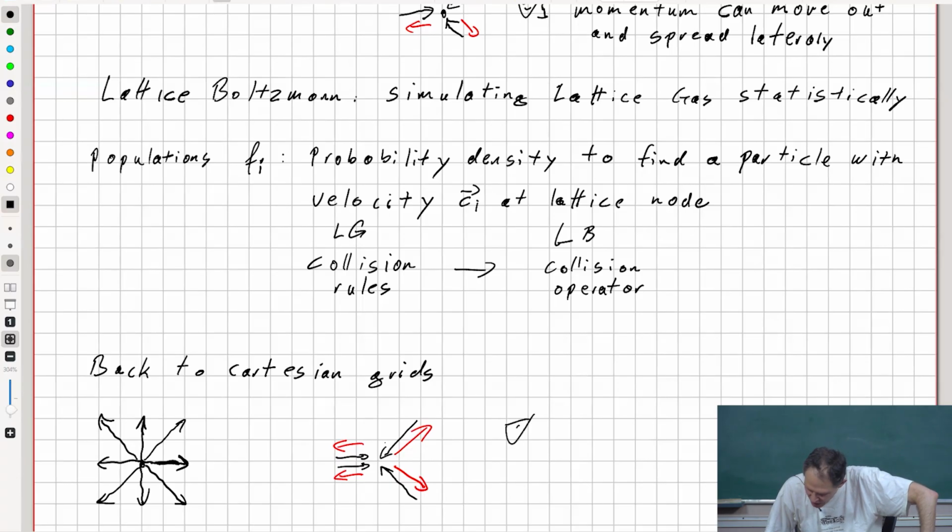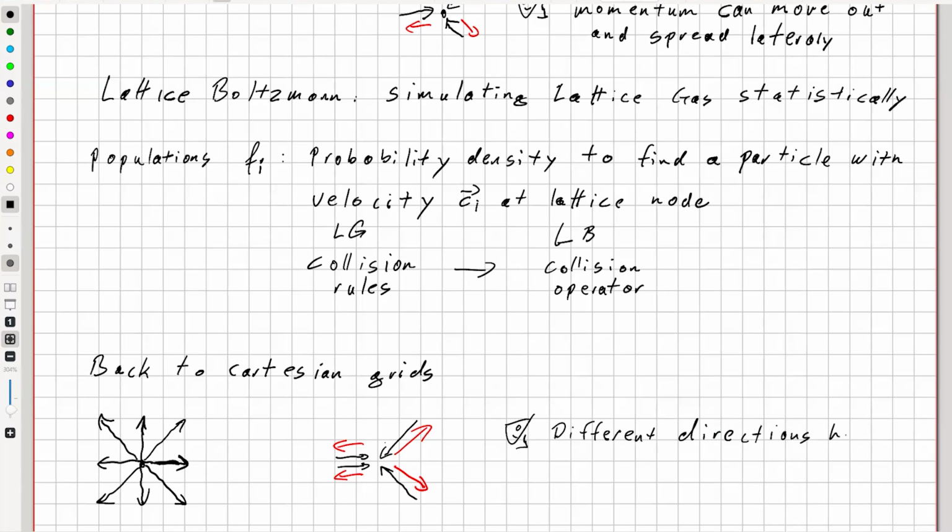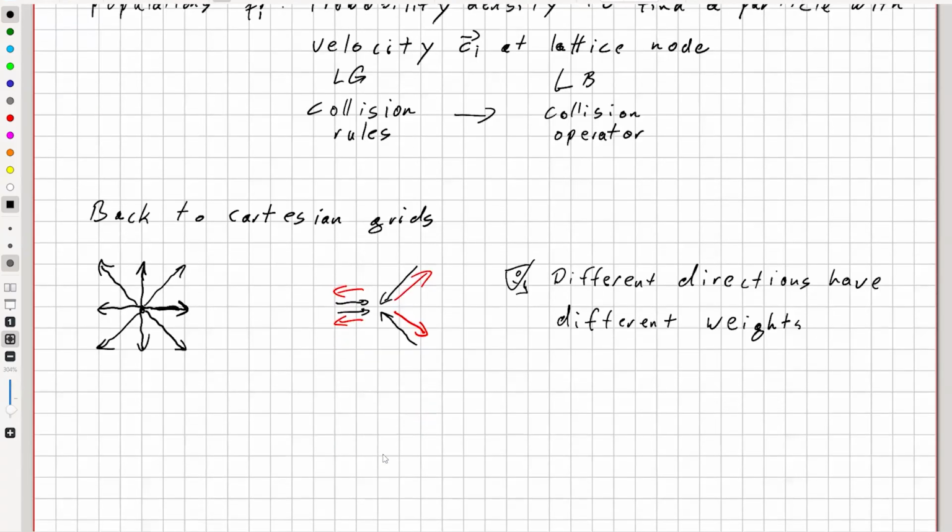So the way this has been solved is, in the different directions, we have different weights for this. In the later lectures, we'll go through all the theory of where we get the weights from. Okay. Now, the question that can be asked.